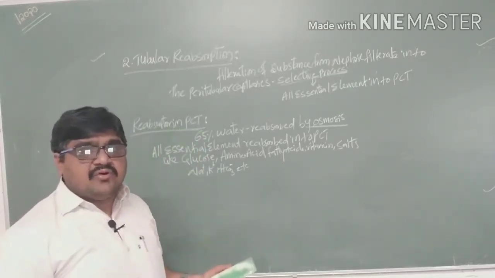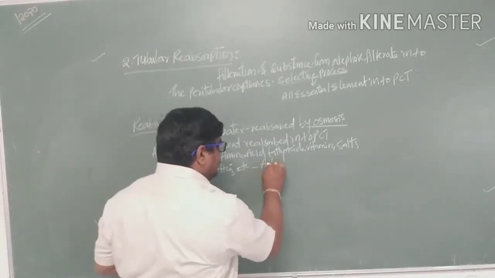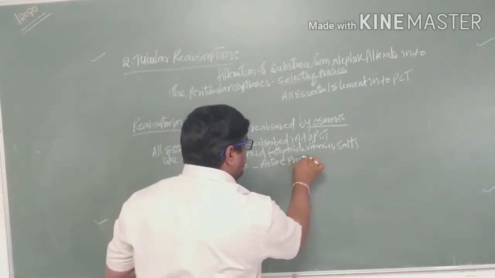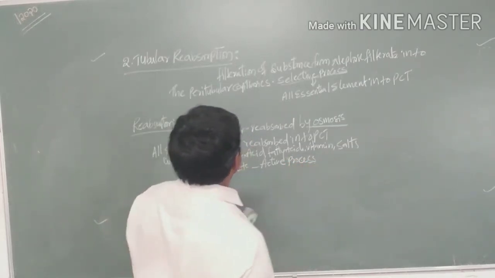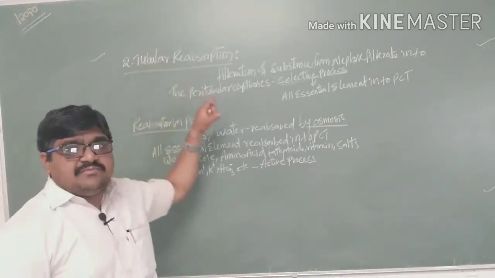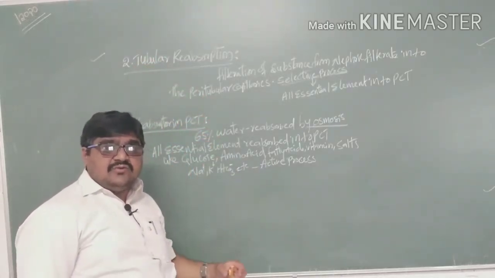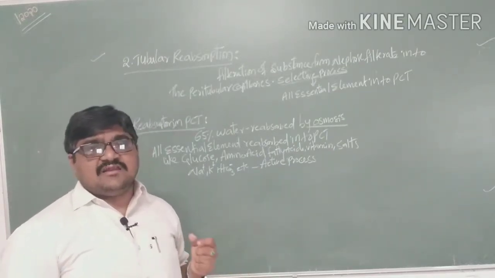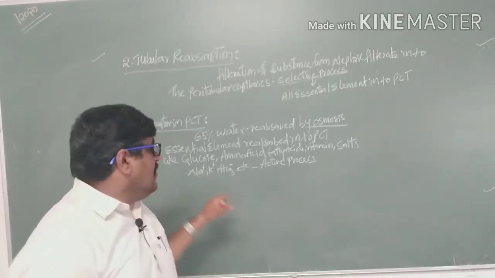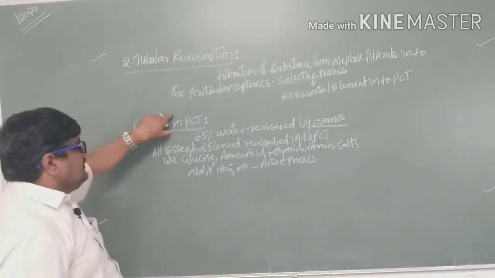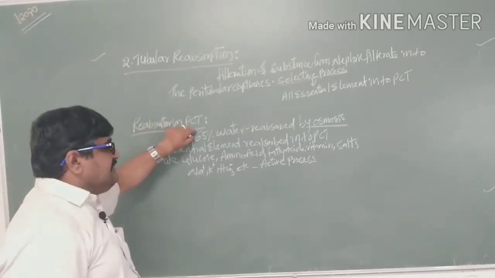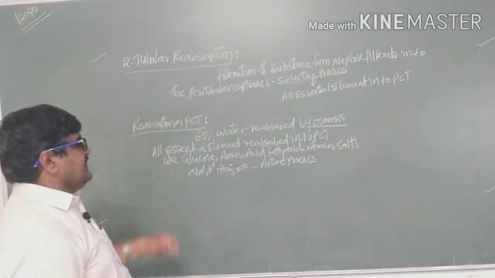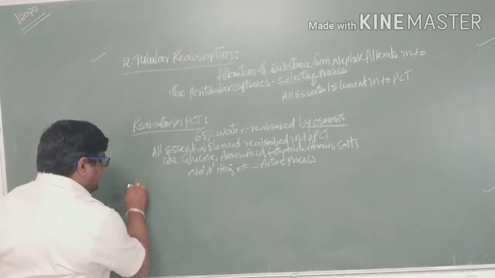an active process, with the help of an active process. Here the absorption takes place by active process, and it is also helpful for the passive process. That means tubular reabsorption takes place by both passive as well as active transport. All essential elements are absorbed in the PCT, and along with this 65% of water is reabsorbed in the PCT.